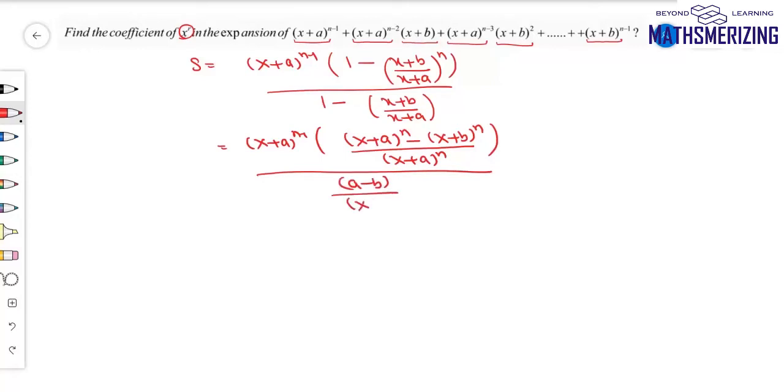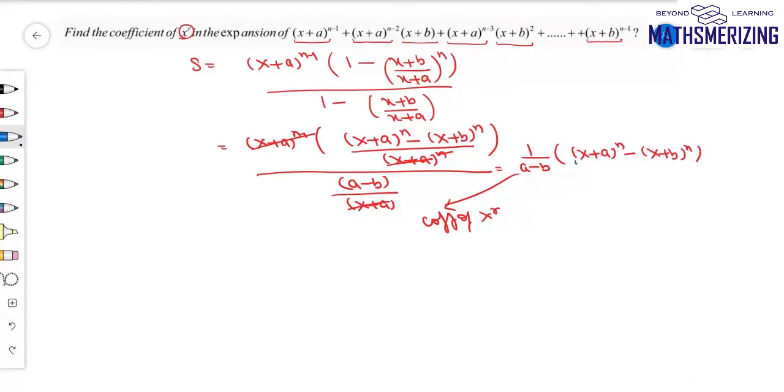upon (x+a). Now (x+a)^(n-1) will cancel n-1 times, and then x+a will also cancel. Then I'll get 1 upon (a minus b) times [(x+a)^n minus (x+b)^n]. Now from this series, I'll need to find the coefficient of x^r.